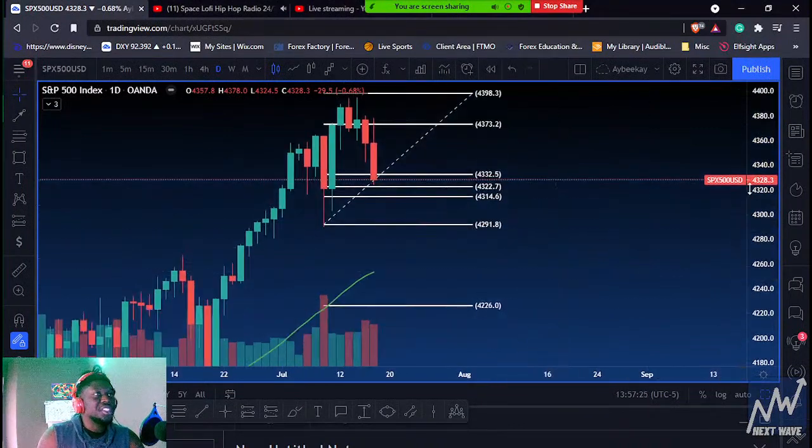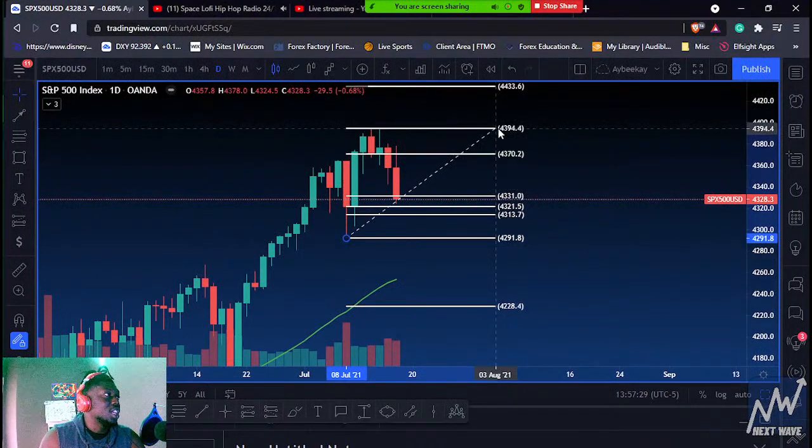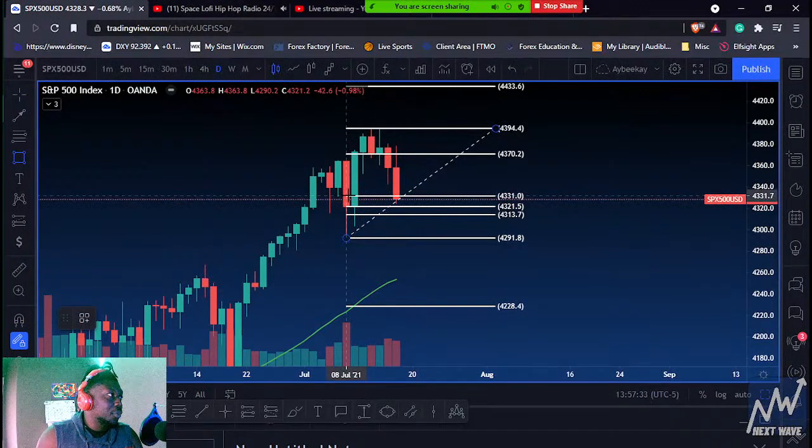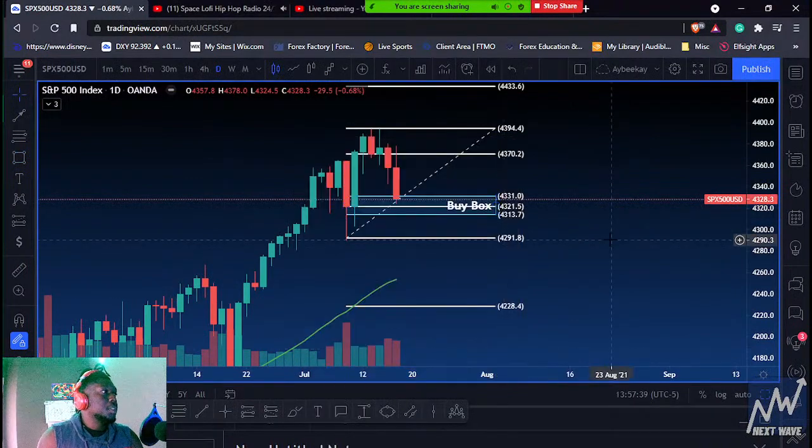But I can't trust these U.S. indices like that because they have been nothing but bullish. And if you try to sell it for a long time, you might get wrecked. It's better off for you to try to buy it for a long time rather than sell it for a long time. So, placing that buy box there.